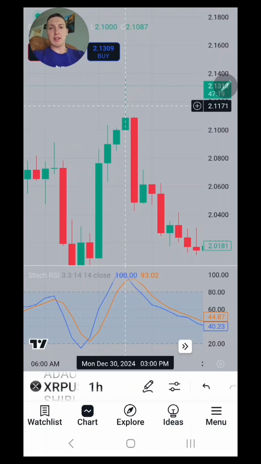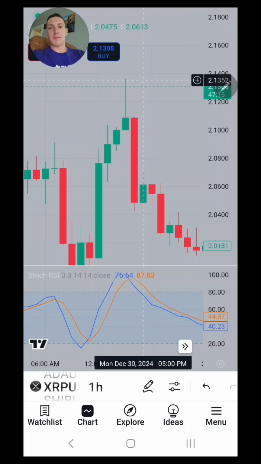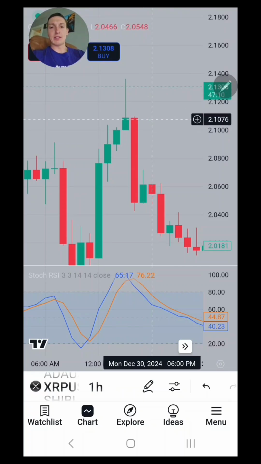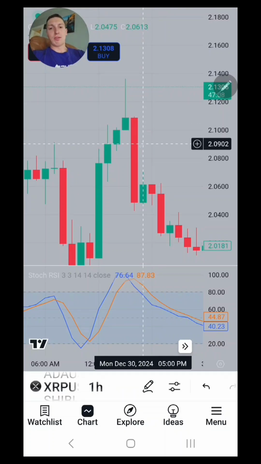That's what these wicks mean. These little skinny lines are called wicks. And the price went all the way up here, and then it fell all the way back down here, and it closed right there. That is how that works. And the reason this candle is red is because it closed under the previous.